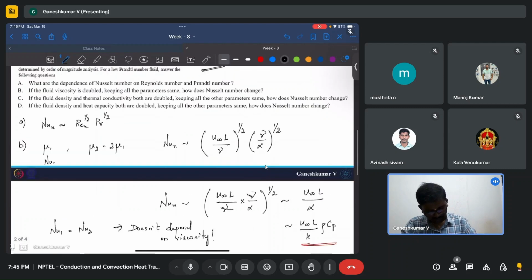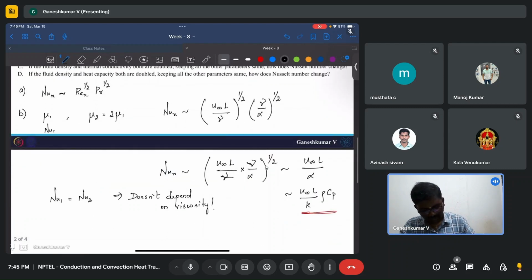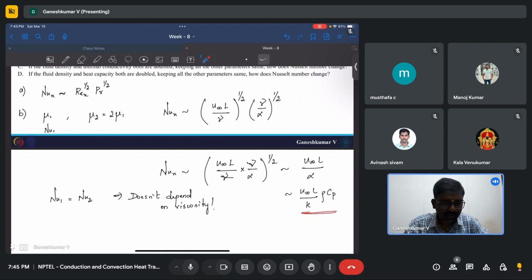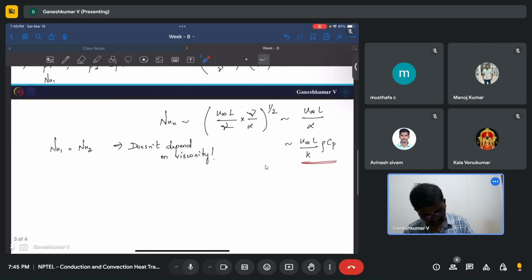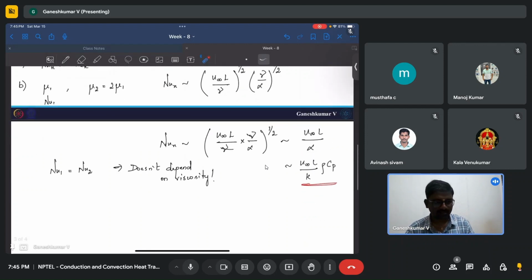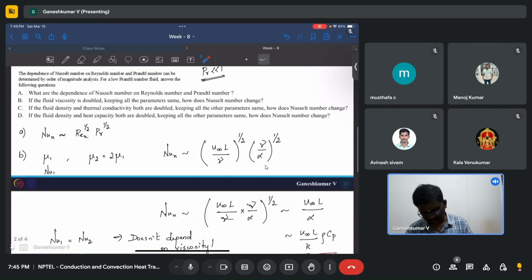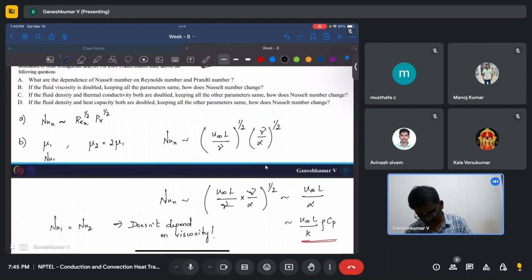So basically, what I'm trying to say here is, let me check my recording. So basically, what I'm trying to say here is, when you simplify this Nusselt number relation, the viscosity cancels out. So whatever the viscosity change you will do, it does not affect the Nusselt number. So that is going to remain the same if you just change the viscosity.